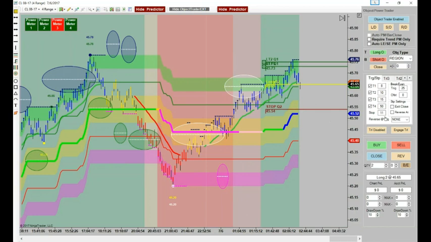Let's see if we can get 12. That's 11. Should be 12 right there. Now, if I get stopped out on this, that's $240. And not only that, if it kind of plows through that stop, it may be closer to 300. And then you have to make it up, don't you?